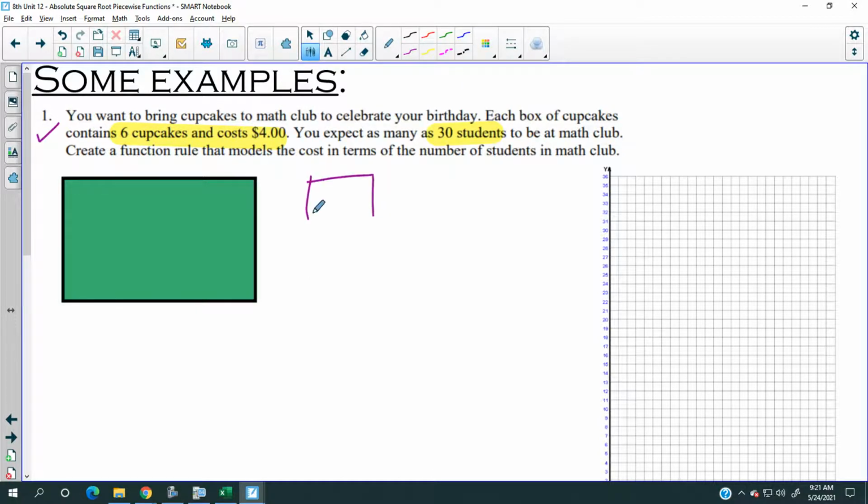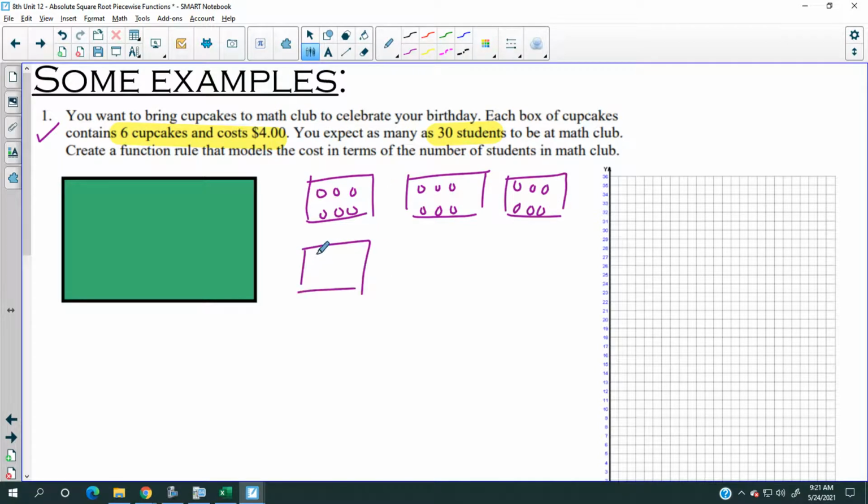So you have to conceptualize it like this, right? You have a box of cupcakes. They only sell it by box, right? So you can't get half a box, right? So you have to think how many boxes you have to get for 30 students. That's why I'm drawing this right now as I'm talking. So this is already 18. That's 24. That's 30. Nice round number, right? 5 boxes. So how would this be explained? How do you write that?